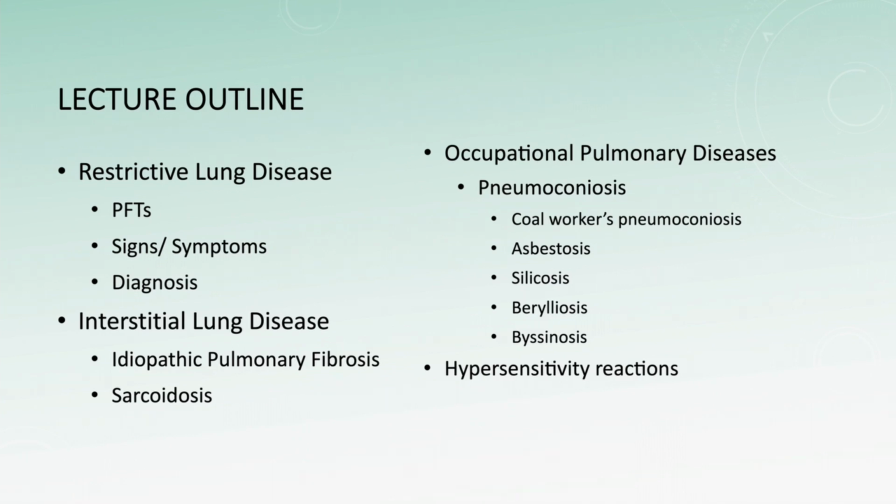Alright, so what are we covering in this lecture? We're covering the general restrictive lung disease category. We'll briefly mention PFTs, kind of the signs and symptoms and diagnosis of restrictive lung disease. Then we'll start getting into the different specific causes for interstitial lung disease: idiopathic pulmonary fibrosis, sarcoidosis, and some of the occupational pulmonary diseases.